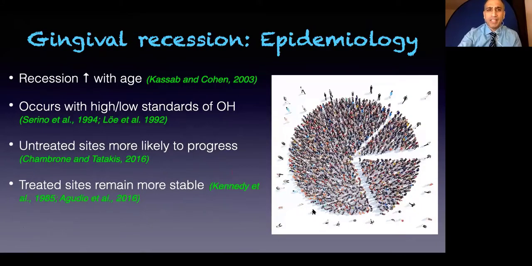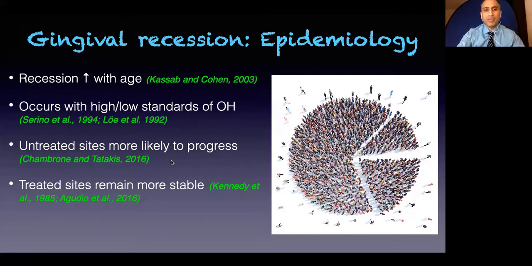Some epidemiologic facts about recession. We know from the work of Kassab and Cohen in 2003 that recession increases with age quite substantially. 50% of individuals from 18 to 64 have at least one recession defect measuring 1 millimeter or greater. Above the age of 65, that prevalence changes to about 90%. We know that recession occurs in individuals that have high and low standards of oral hygiene. Patients with low standards of oral hygiene typically have a generalized recession accompanying periodontal disease. Patients with high standards of oral hygiene will typically have localized areas of recession.